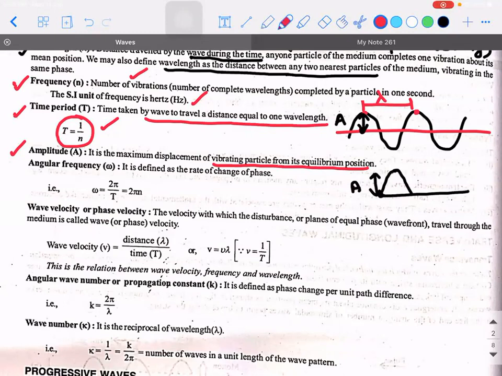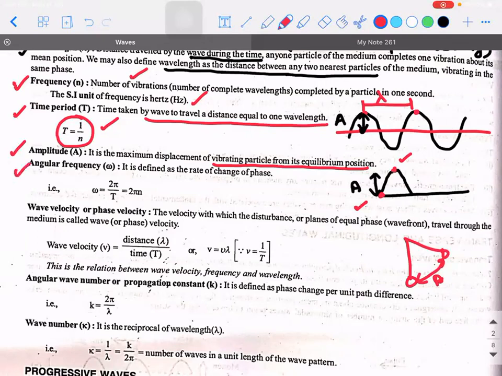So when you take a string, under equilibrium condition, the particle was lying on the horizontal surface. Once you create the disturbance, there is a peak it is attaining. So the distance between the equilibrium position and the peak position is what is called as amplitude. Same like an oscillation. Here till here, this is what is amplitude. Okay, sir, understood. Okay.